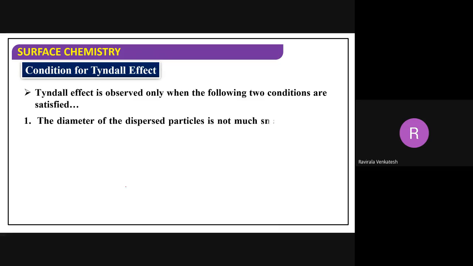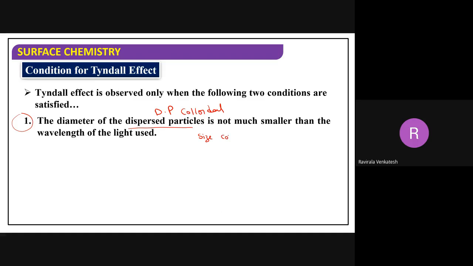First, the diameter of the dispersed particle is not much smaller than the wavelength of the light we are using. What is the meaning of this? The dispersed particle means the colloidal particle, the dispersed phase. The size of the colloidal particle must not be much smaller than the wavelength of the light. Generally we denote the wavelength of light as lambda. Then only do we get the Tyndall effect.